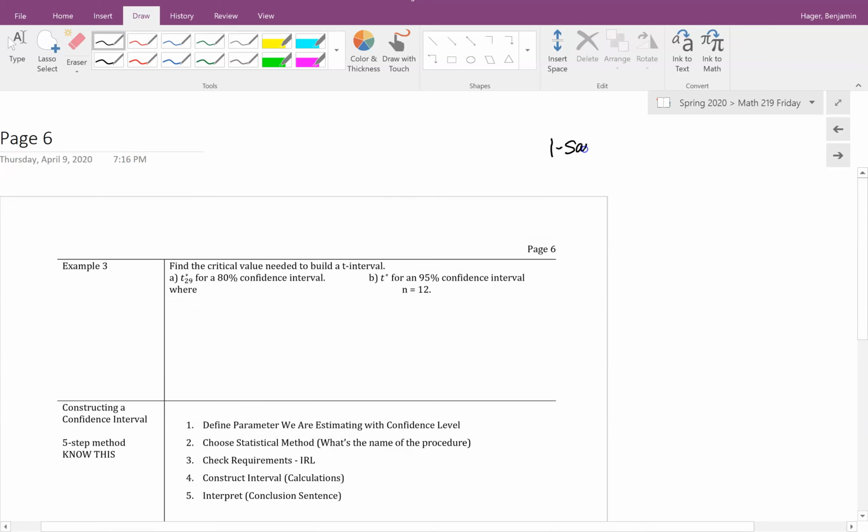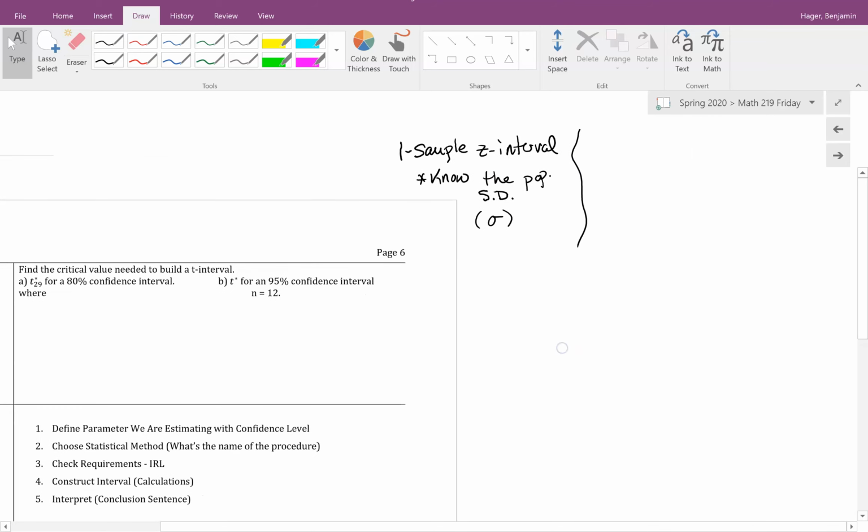So one sample z interval, we would do that if we know the population standard deviation, right? So if we know sigma. If you don't know that, then you would use a one sample t interval to build a confidence interval, and this is if I don't know the population standard deviation, and if instead I'm having to use the sample standard deviation.